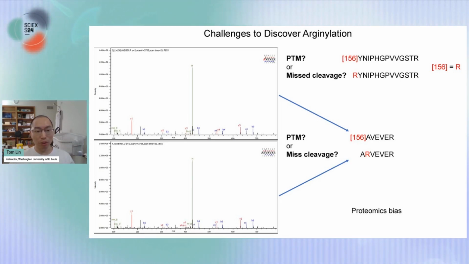Another example shows that one MS2 spectrum can be assigned to different peptide sequences based on your search strategies. And this is the proteomics bias that no one wants.